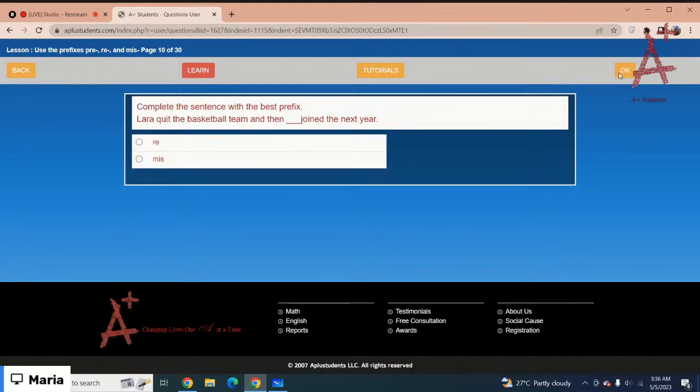Lara quit the basketball team and then dash joined the next year. Rejoined, misjoined, which is the correct option? It would be rejoined next year.